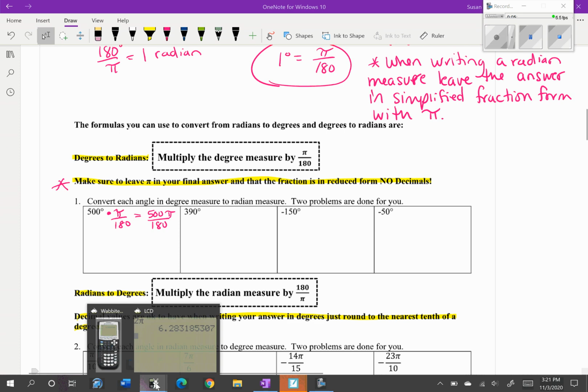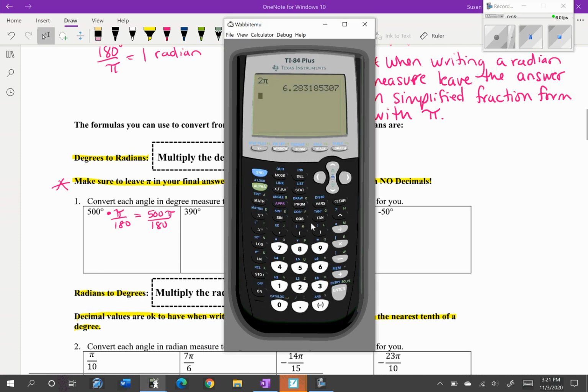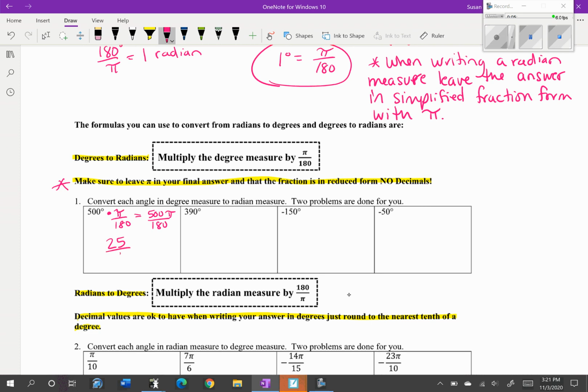So if you need to use your calculator to help you, you could always plug this in. So I would plug it in without the pi. You could do 500 divided by 180 and hit the math fraction key if you don't know how to do that in your head. So you get 25 over 9, but then you just need to put the pi back in. So 25 pi over 9.